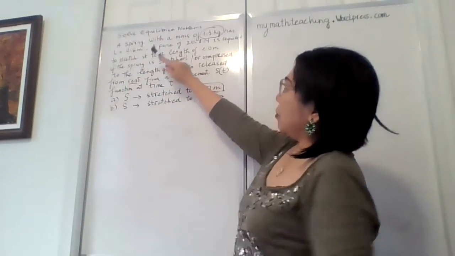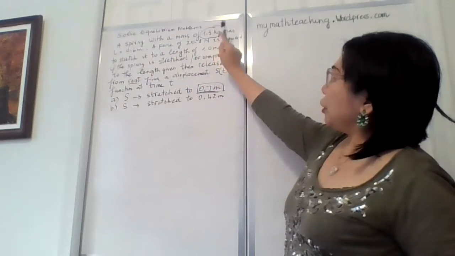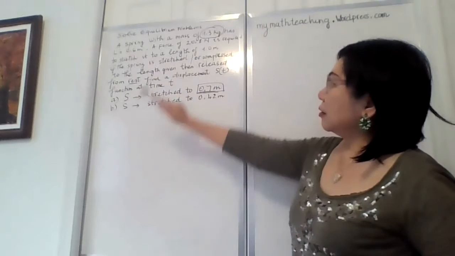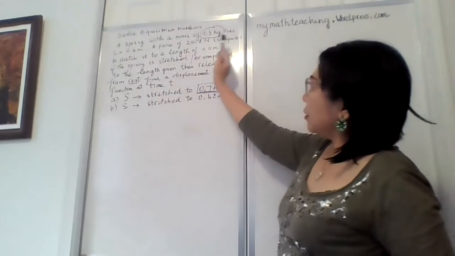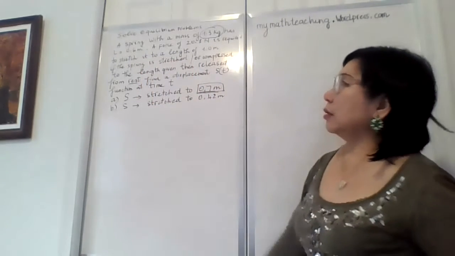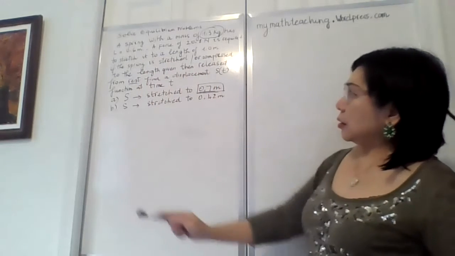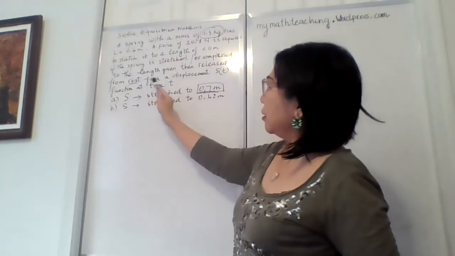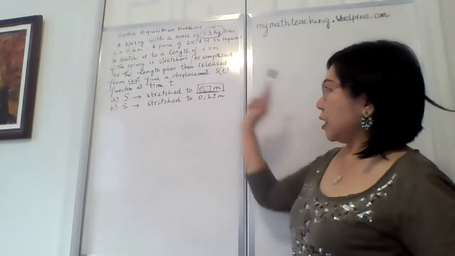Solve an equilibrium problem. A spring with a mass of 1.3 kilograms has a length equal to 0.6 meter. A force of 20.8 Newtons is required to stretch it to a length of 1 meter. If the spring is stretched or compressed to the length given, then released from rest, find the displacement function at time t.